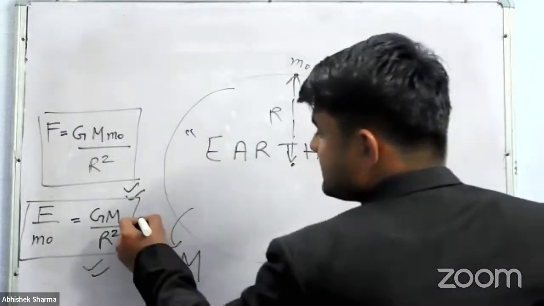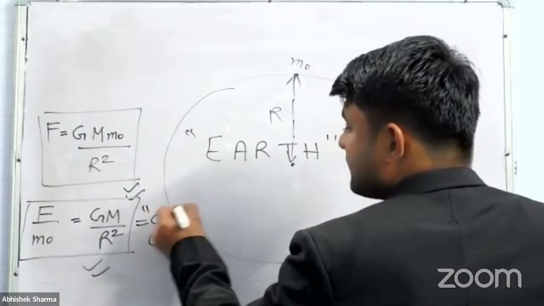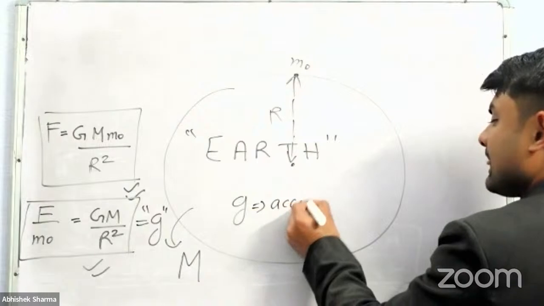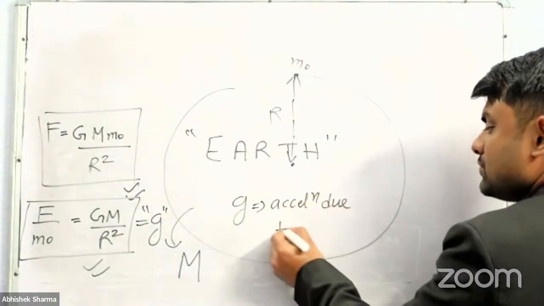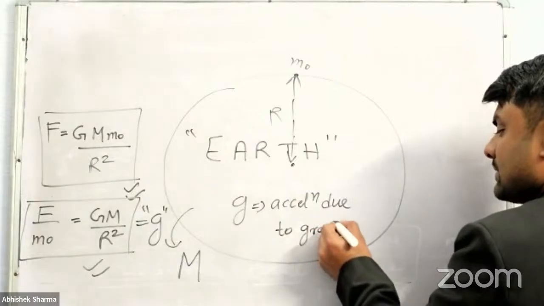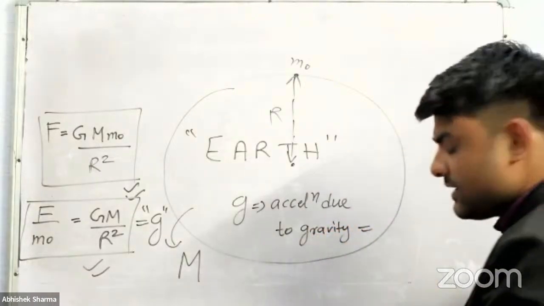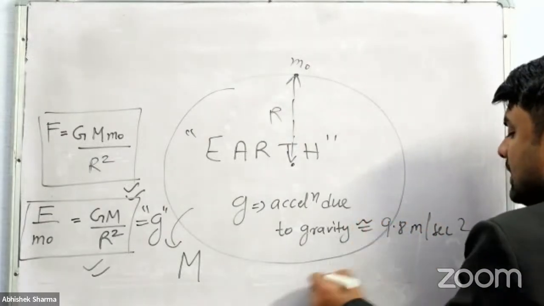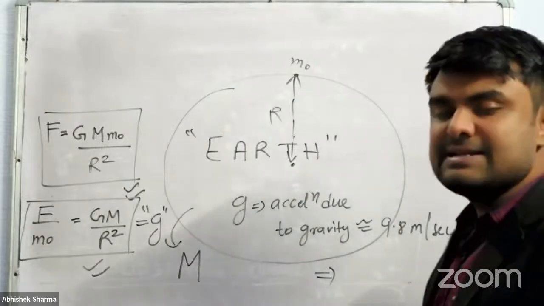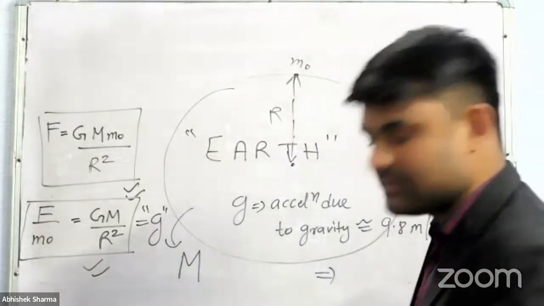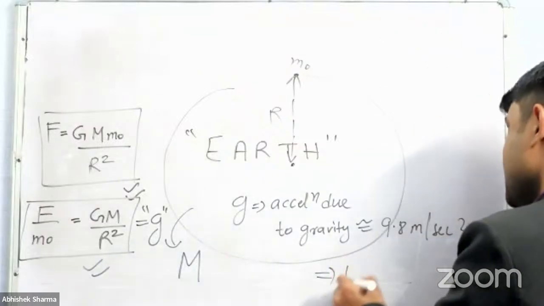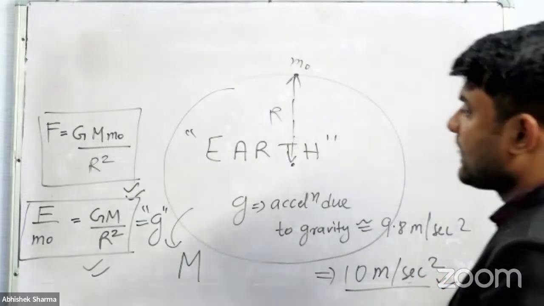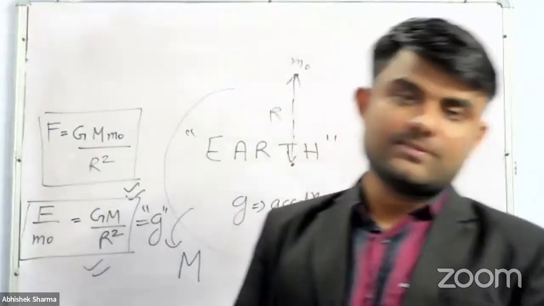Students, viewers, this is only the acceleration due to gravity. So we'll say small g, which is basically acceleration due to gravity. Remember, the ideal value is 9.8 meter per second square. We approximate it, for the ease of solving numericals as per the students' or teachers' convenience, as 10 meter per second square. Okay, please note it down fast.